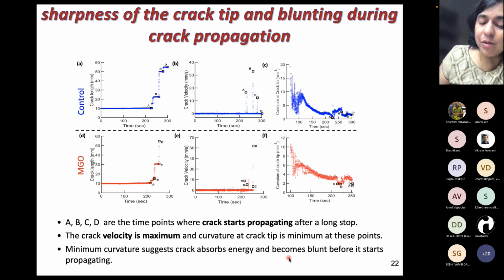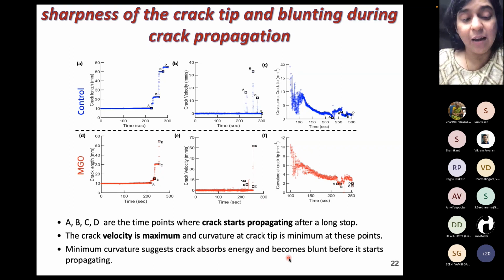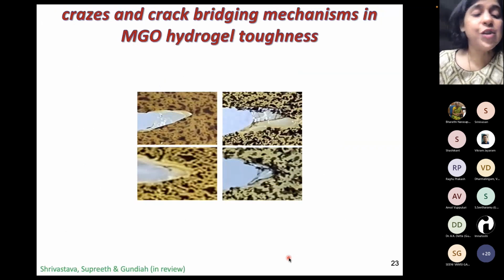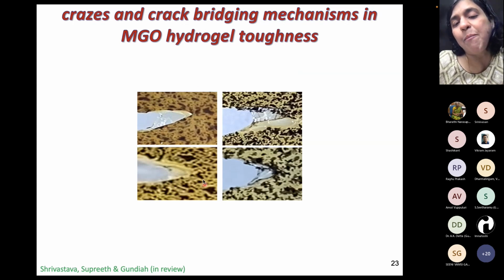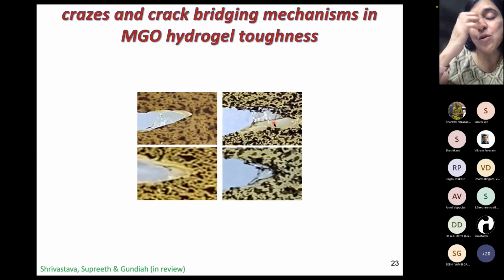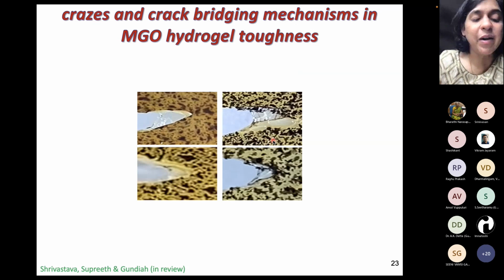So we discussed quite a lot about this, and we chatted with many of our colleagues, but this wasn't something that was well shown in the literature. What we also showed was that ahead of the crack tip, and on the left that you see are the control samples, and on the right you have the MGO samples. And again, these are the splotches that we have marked for the DIC experiments.